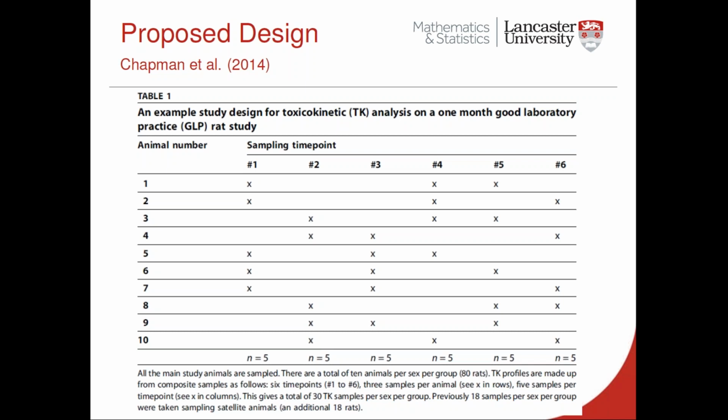Recently, in 2014, Chapman et al. proposed a study design for toxicokinetic analyses for GLP rat studies. And this is what the proposal looks like. So in essence, what they are saying is the first animal should be sampled at time points 1, 4, and 5, whatever that corresponds to in my previous graph. Animal 2 also gets sampled at time points 1 and 4, but rather than being sampled at time point 5, it's going to be sampled at time point 6, and so on and so forth.